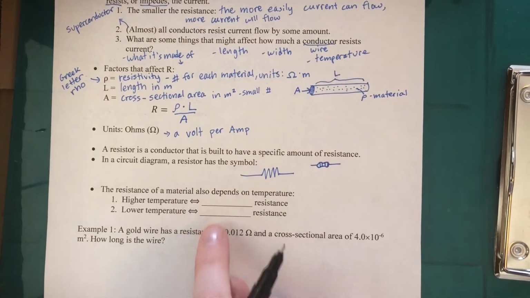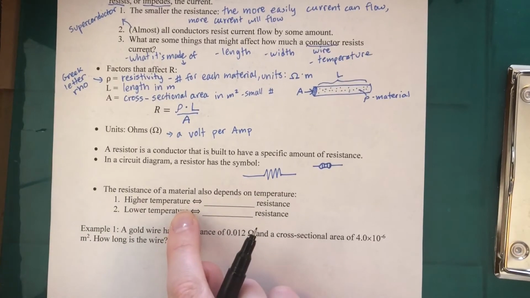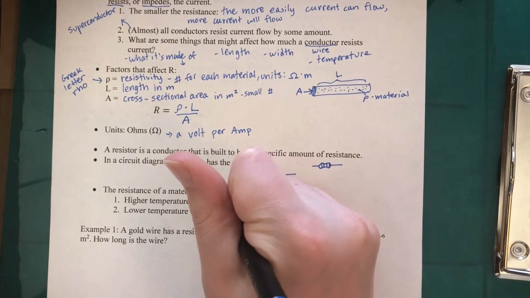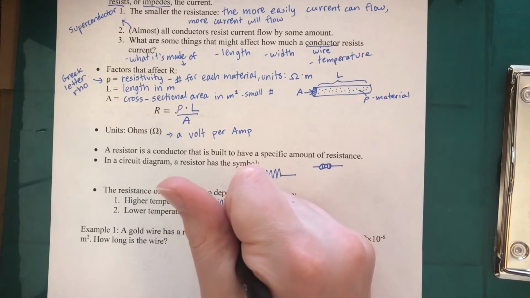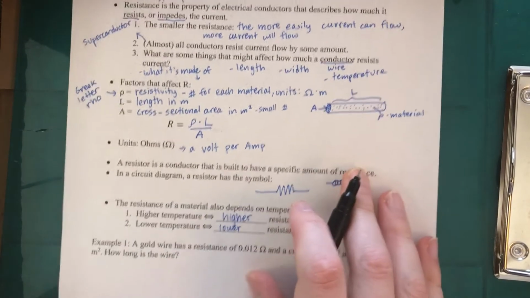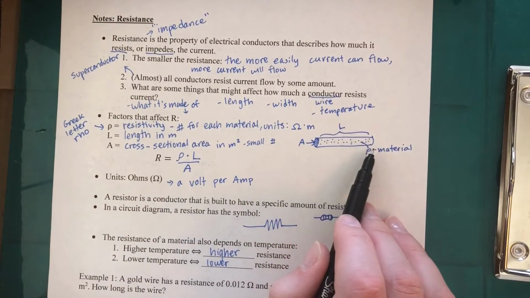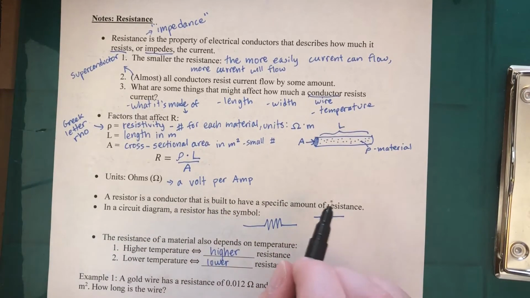The resistance of a material also depends on temperature. If it has a higher temperature, that means it has higher resistance, and if it has a lower temperature, that means it has lower resistance. You can kind of picture the little particles in the wire. If these are moving around more, then it's harder for the electrons to get through.